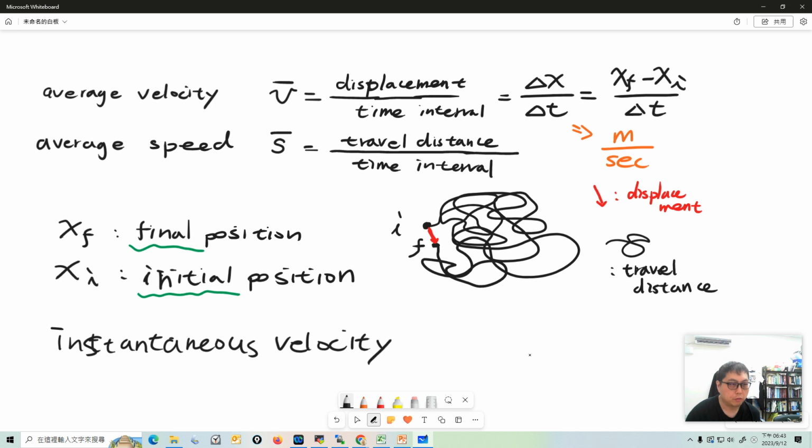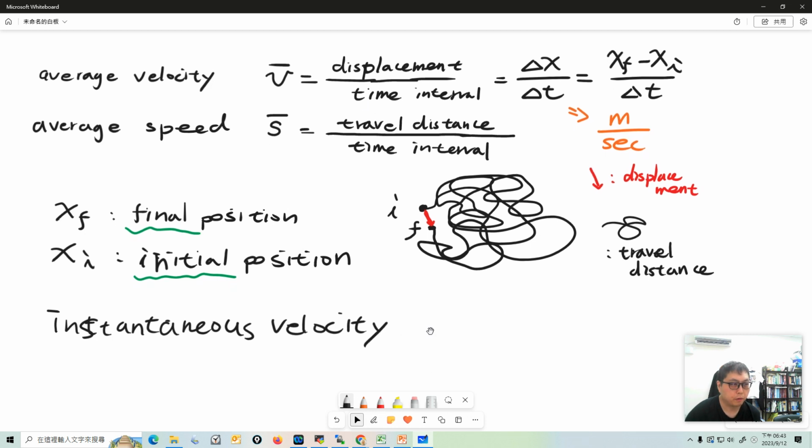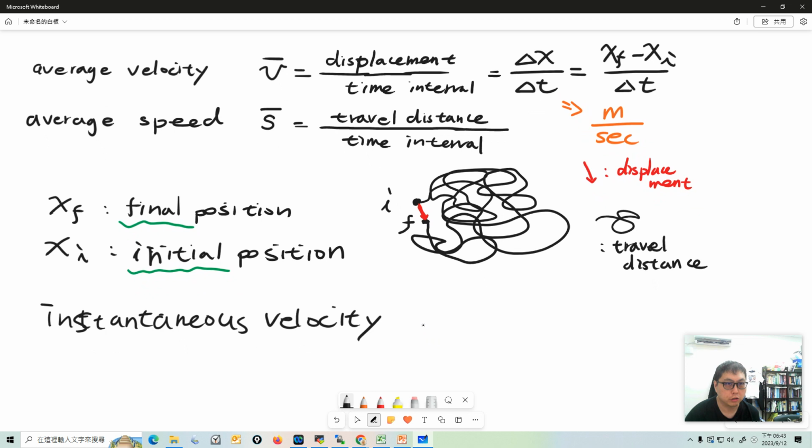In fact, it's very similar to average velocity. The definition of average velocity is the displacement divided by the time interval. Now, for instantaneous velocity, if delta t is very, very small and approaches zero, in mathematics we use this expression.